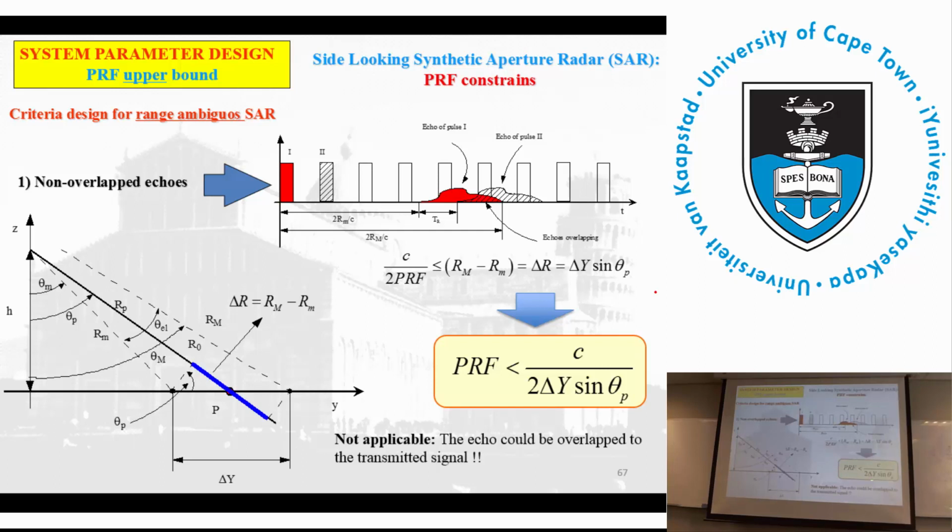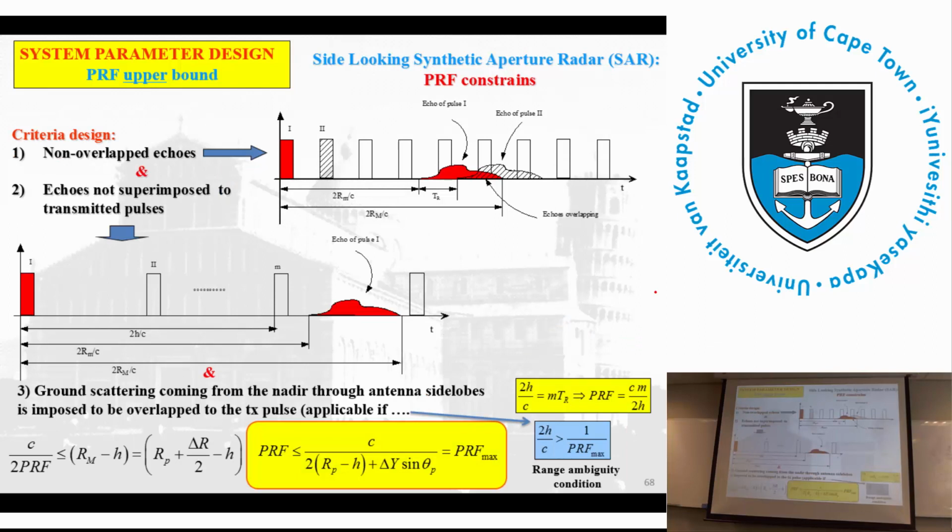So this is the condition for this not to happen, but it's not enough. So I have to make sure that I also avoid echoes superimposed on transmitted pulses. That's the condition I have to make sure of: that any transmitted pulse here on the same axis does not overlap with this.